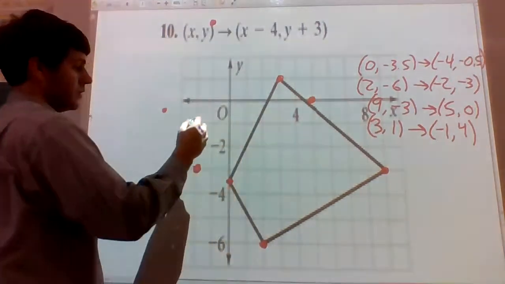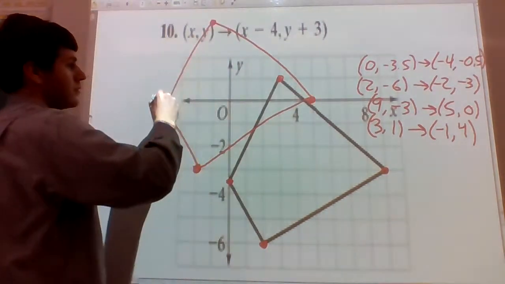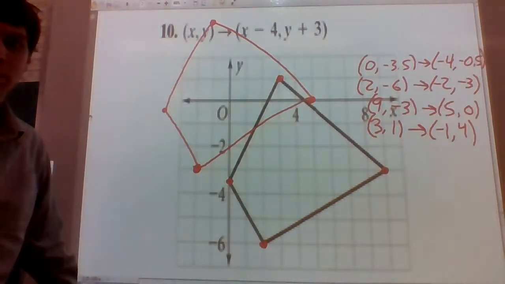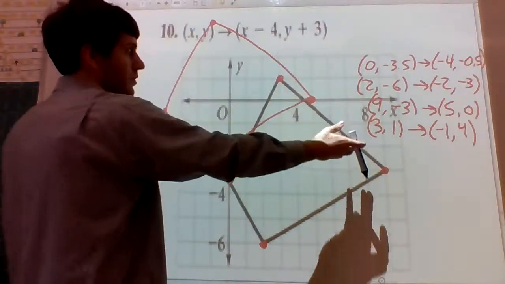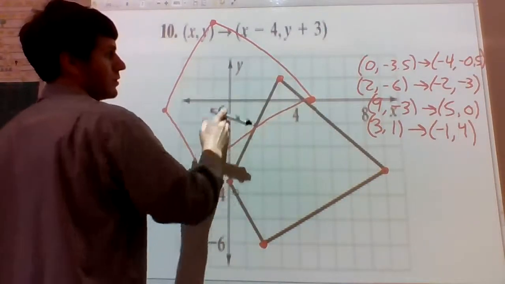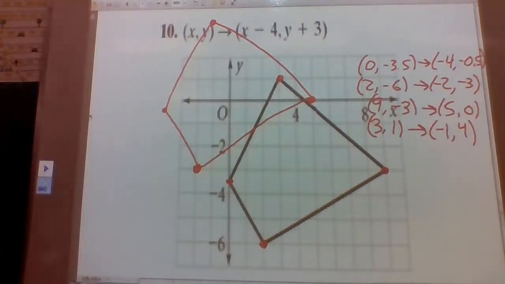Okay. So our new image, connect our dots. It should be the same size and shape. We simply shifted it up 3 units, and we shifted it left 4 units. Left 4 units, up 3. So that's the first way to go.